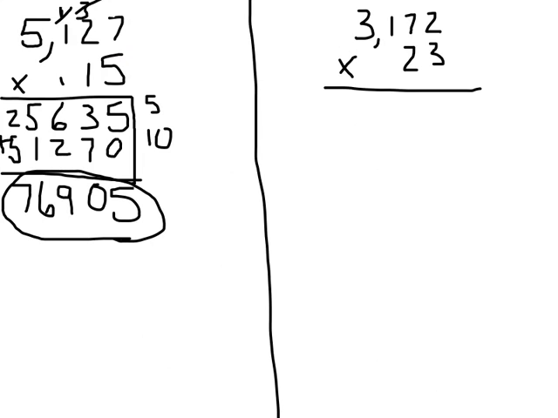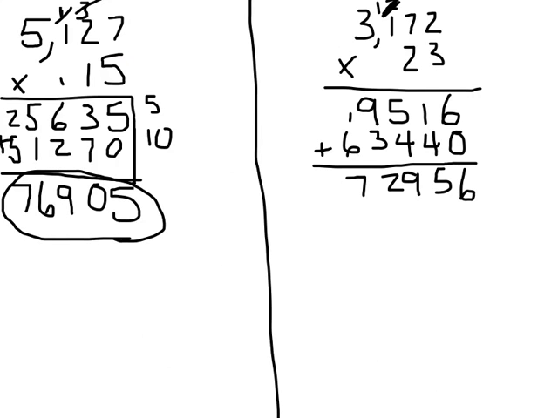What's 3,172 times 23? Write your answer without a comma. The correct answer is 72,956. Check your work with mine.